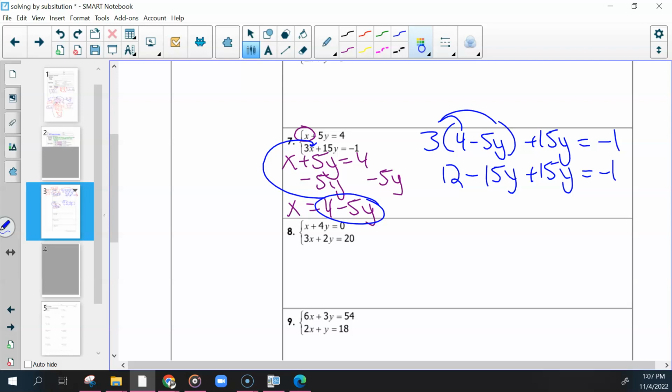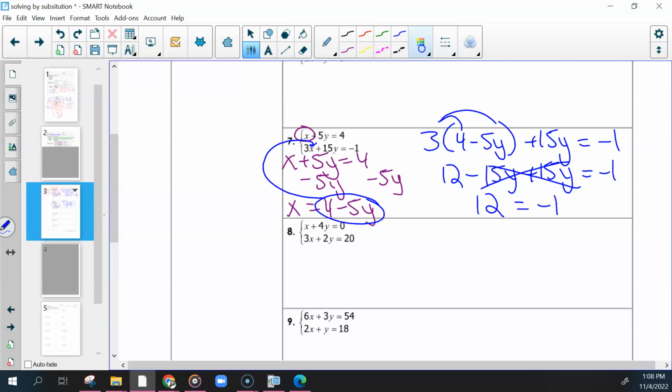And then we would combine our like terms. What happens when we do that? When you add these together, negative 15 plus 15, you get 0. They completely cancel each other out. And you're left with just the numbers.